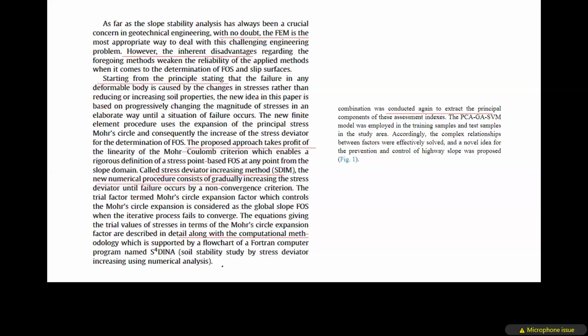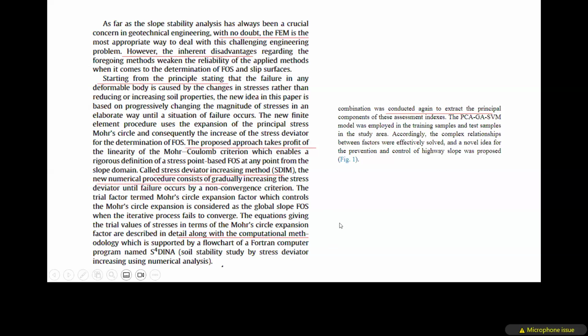So he's introducing some kind of a numerical procedure. Now, if you go further, he's introducing Mohr-Coulomb's criteria, and then he's introducing another method called the stress deviator increasing method, SDIM. And then he's going to do some computational methodology, and he's trying to develop a Fortran computer program for soil stability study. Now, this is the novelty of that study. Starting from principles, he's building a novel method for slope stability analysis, right?